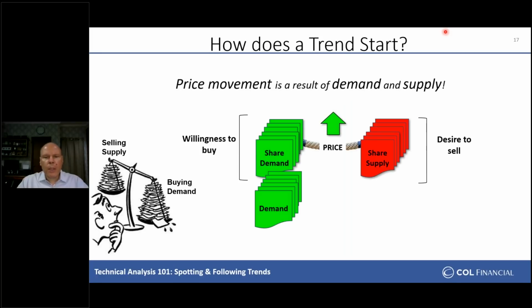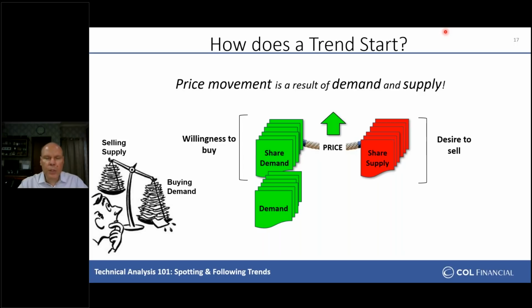Now, we want to be able to understand why prices move. The underlying reason why share prices move up is really because there is a huge amount of demand coming in and not so much selling or share supply coming out. And it's because of that that prices tend to lift. If the willingness to buy outweighs the desire to sell, then prices will move higher.